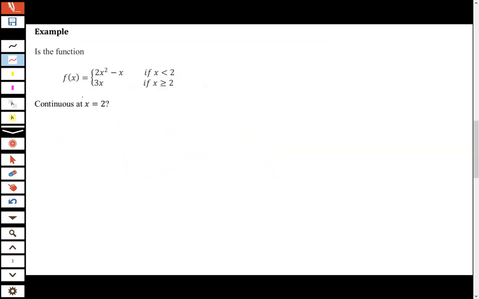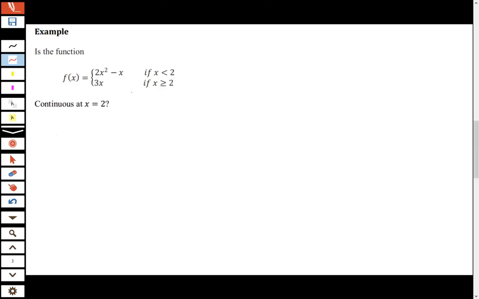So this example is saying, is the function f of x equal to this continuous at x is equal to 2? So how do you do this? Remember, the first step when you are testing for continuity, you first have to check whether f of a exists. So let's check if f of a exists. At this point, we don't know whether it exists or not. So how do we check?